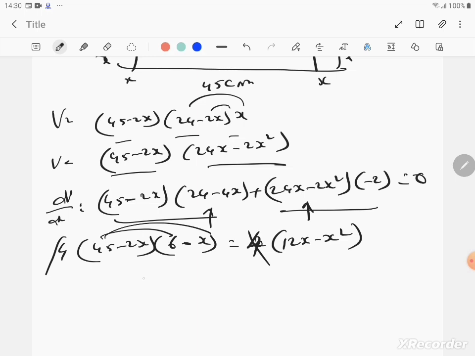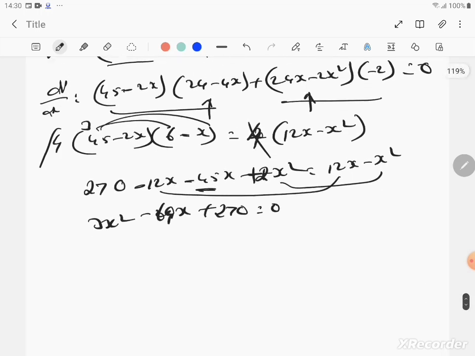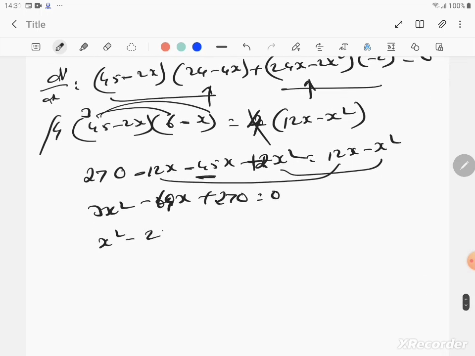6 5s are 30, 6 4s are 24, 27 minus 12x minus 45x minus plus 2x square is equal to 12x minus x squared. So it will become 3x square minus 24x with a minus 45 will become 69x. Good. Plus 270 is equal to 0. So 3 is common everywhere. x square minus 23x plus 90 is equal to 0.